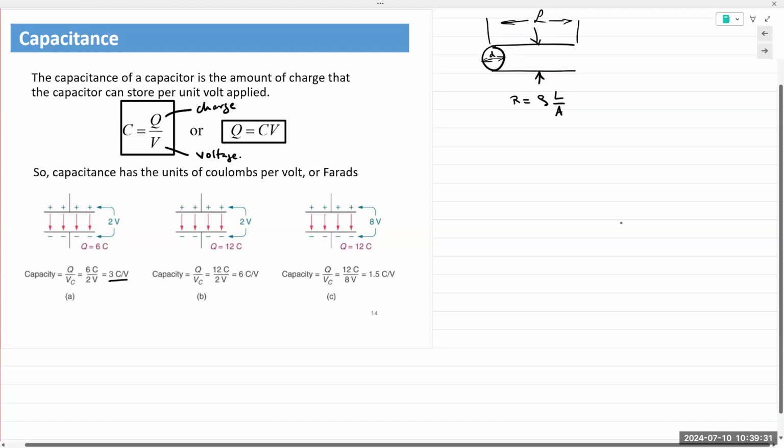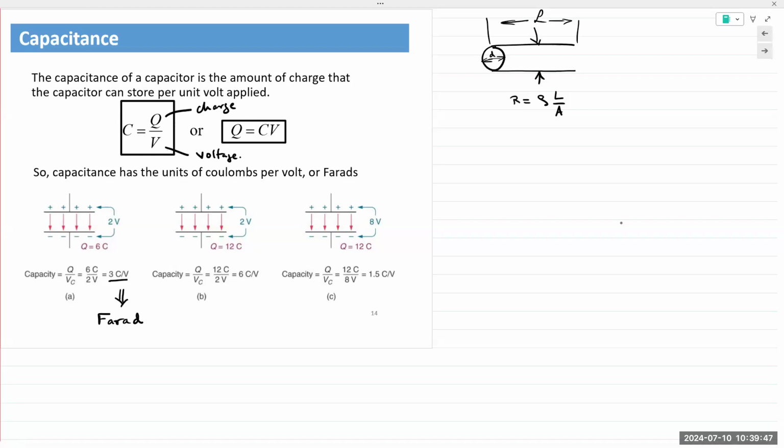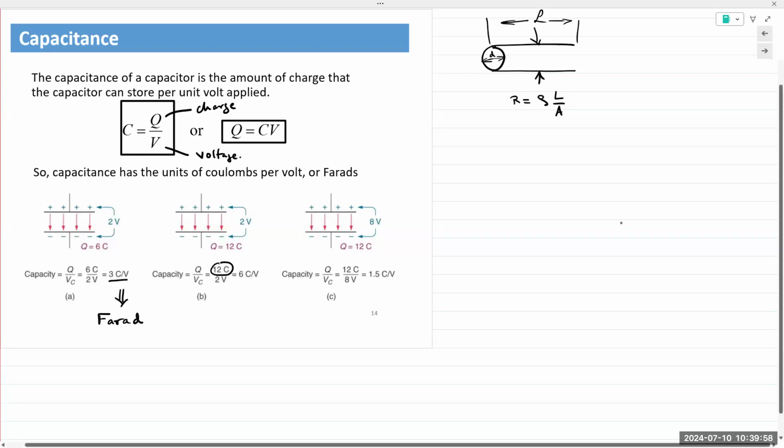The unit for capacitance is named after Michael Faraday: the farad. This is 1 farad. If you wish to store a higher amount of charge for the same applied voltage, in example B, we have 12 coulombs of charge for the same 2 volts. So now your capacitor has to be much bigger. It requires 6 farads.